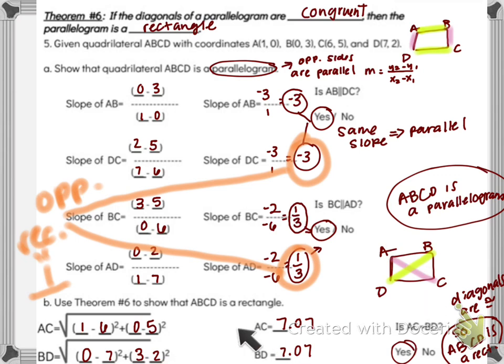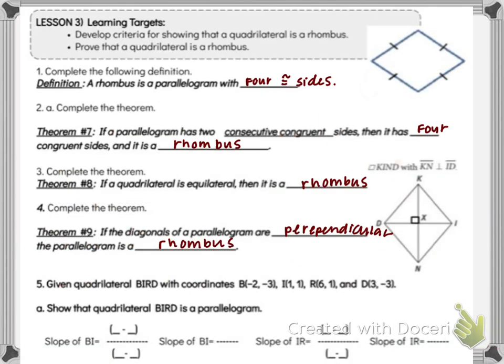If the diagonals measure the same thing, they are the same length, that means that they are also a rectangle. Or that's another way that you can prove something is a rectangle.